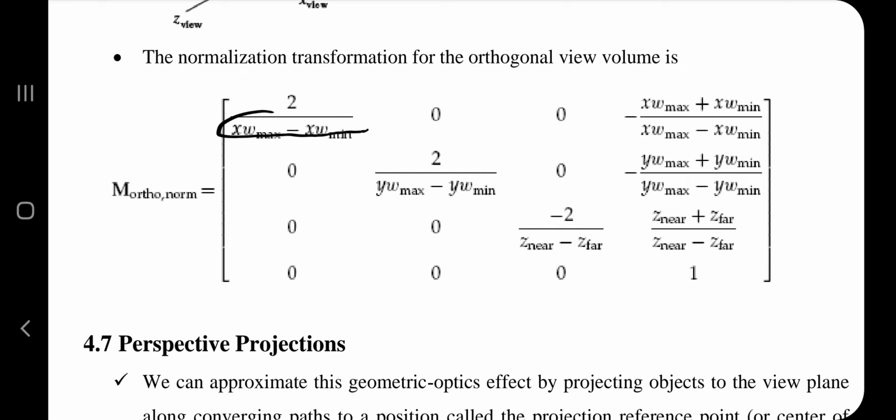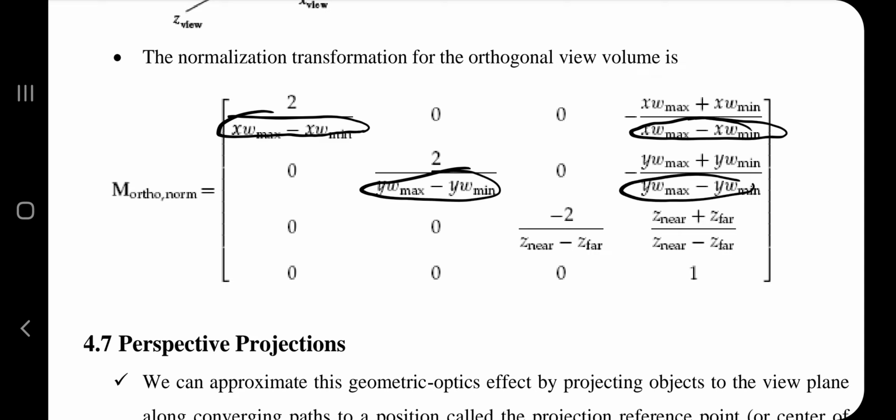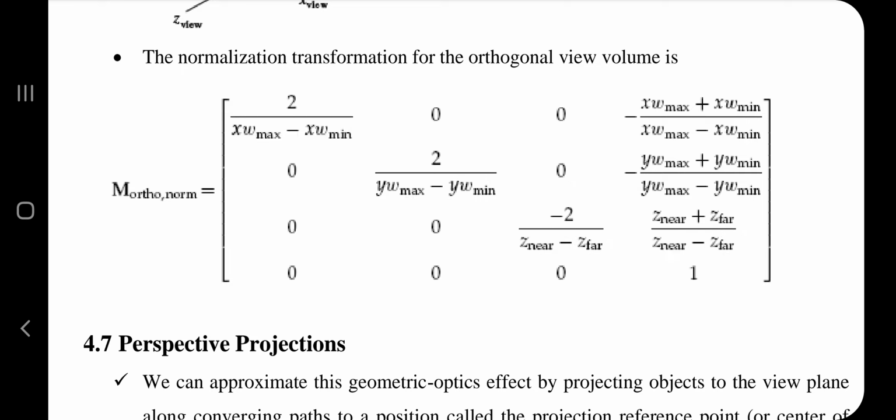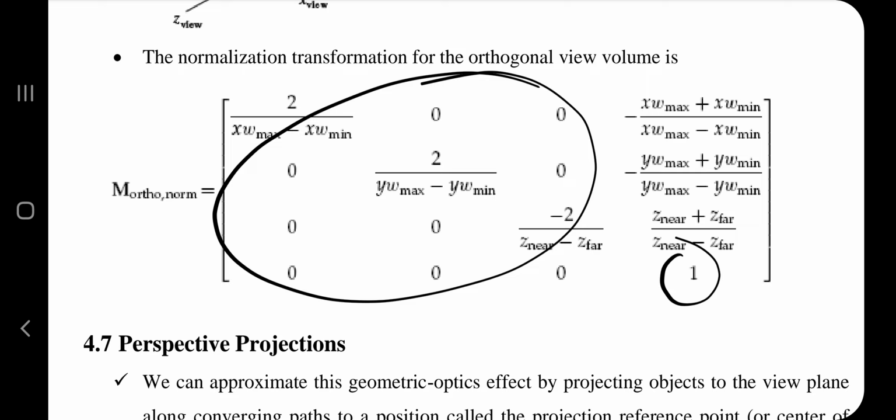Since you have written xw max minus xw min, that same thing you will write here, and the same thing here, and here. After writing these four things, you have to do the opposite of the signs: if it is minus, make it plus; minus plus, minus plus, minus plus, and add 2 minus here. Then write the same things here: xw max, xw min, yw max, yw min, z near, z far, same as in the denominator. Fill the rest with zeros except the last one, which you fill with 1. Very easy. If you write this, you can easily fetch 1 or 2 extra marks.